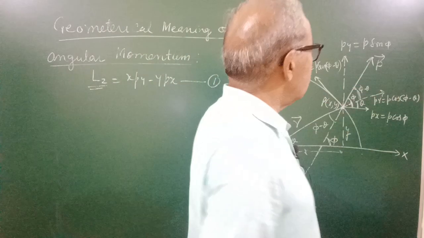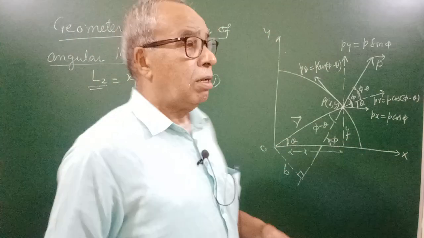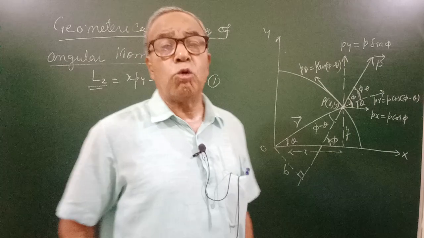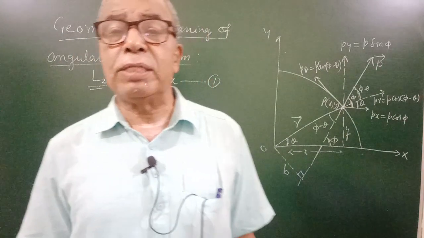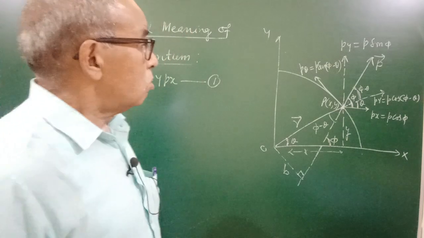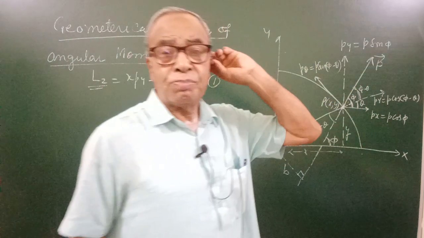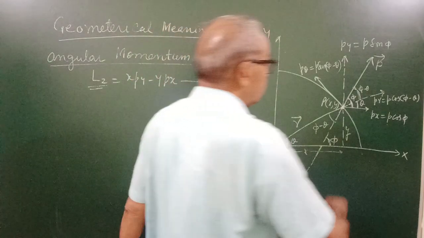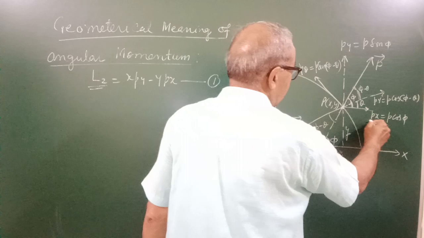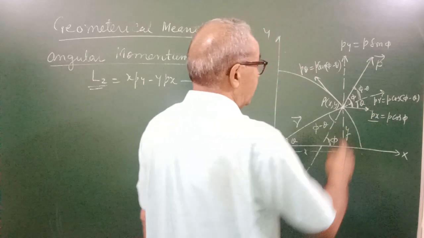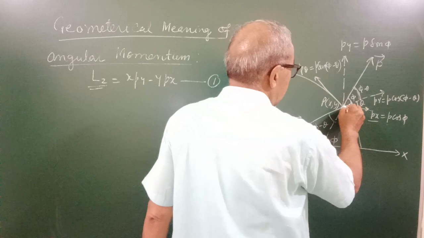Vector p, what is the vector p? Linear momentum of a body moving on a circular path. You know, when a body moves on a circular path with angular velocity, it has linear velocity which acts along the tangent. So due to that, it has linear momentum, and vector p can be drawn along the x-axis and y-axis. Along the x-axis, the component px equals p cos phi and py equals p sin phi. This angle is phi minus theta.